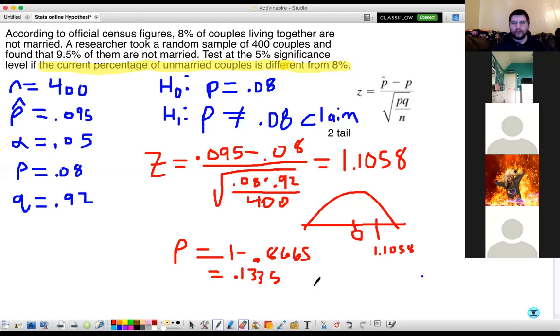So that's our p-value. No, it's not. It was a 2-tail test. After we find the area to the right, we must double it. So multiply this by 2. So times 2 on the calculator. That'll give us 0.267. So using the p-value method, we can already say, oh yeah, we have p is greater than alpha. We fail to reject the null.